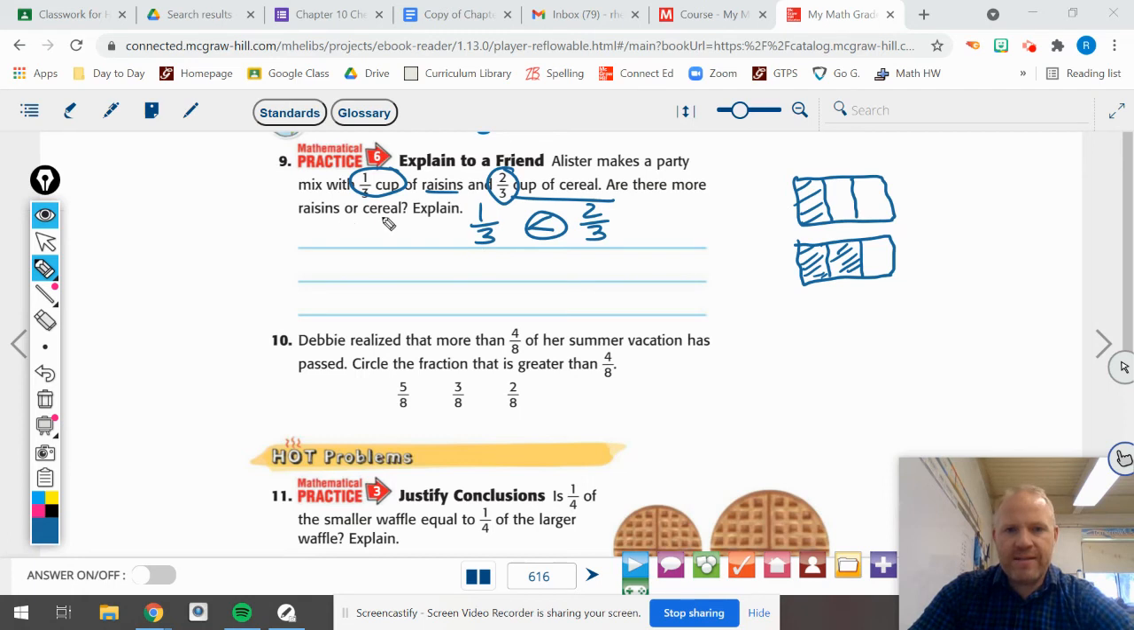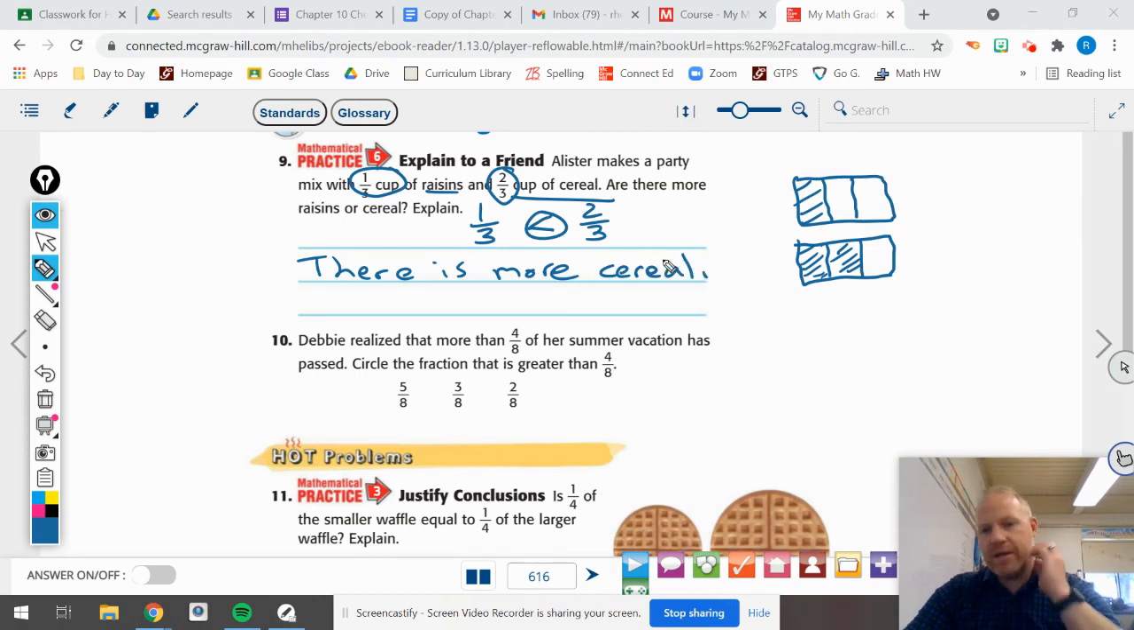So are there more raisins or cereal? 2/3 is cereal. So there is more cereal. And we can look at our pictures to show what we've found. So our pictures help us explain our answers. So make sure you have your pictures drawn next to it or even underneath in this box.